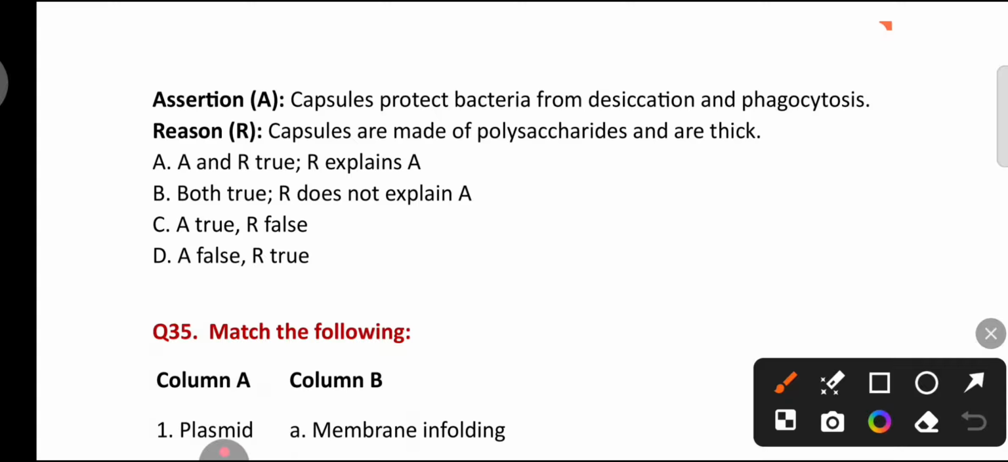Capsules protect bacteria from desiccation and phagocytosis. This is correct. Capsules are made up of polysaccharide and are thick. This is also true. Here, assertion and reason are true and the reason explains the assertion.